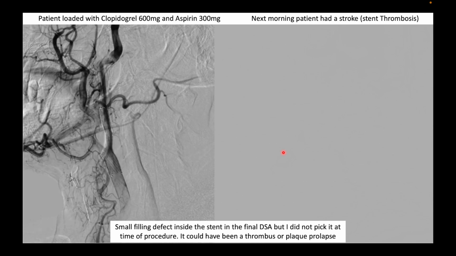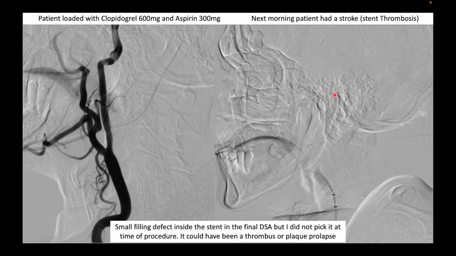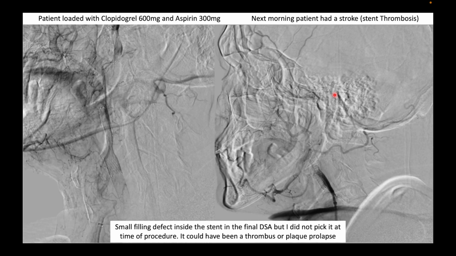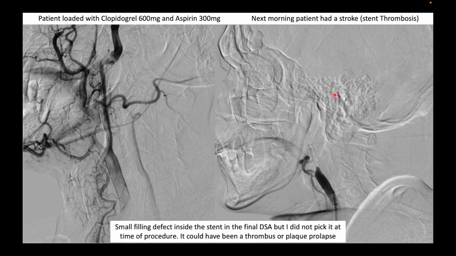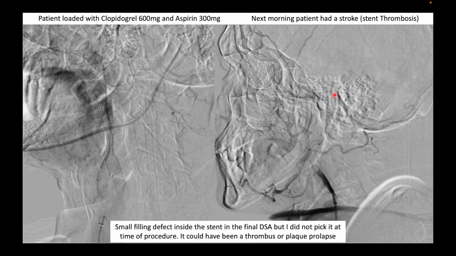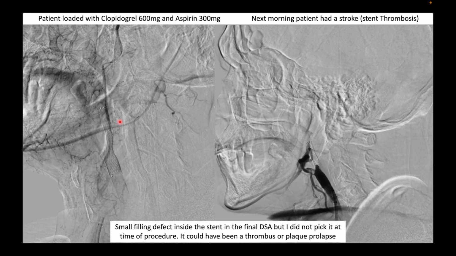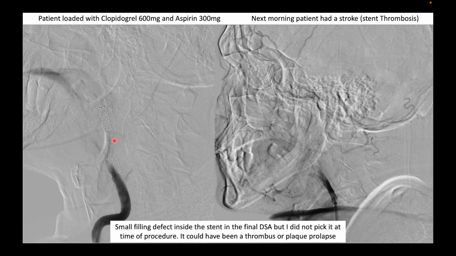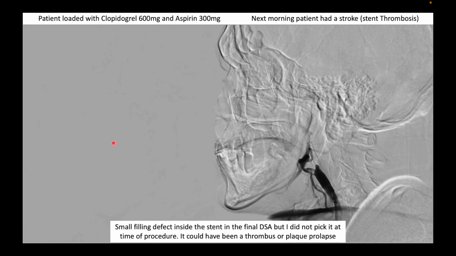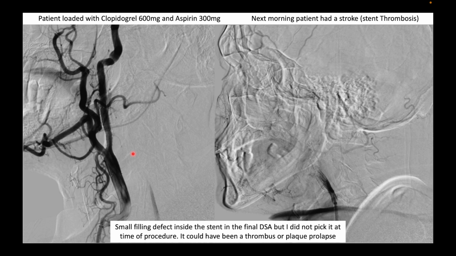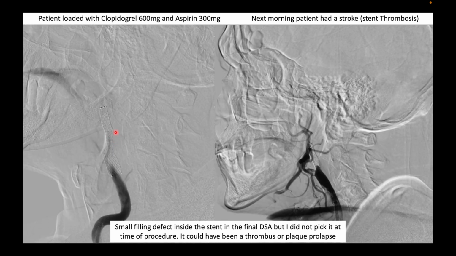Now, the next morning, the patient had a stroke. His CT was done, CT angio was done as per stroke protocol, and we found that his carotid stent had occluded, so it was stent thrombosis. We brought the patient on the table, and sure enough, the stent was totally occluded. Reviewing our last image, what we could see now was that there was a bit of haziness here within the Protege stent, which I did not pick up initially. So this was probably plaque prolapse or a thrombus sitting in the stent.